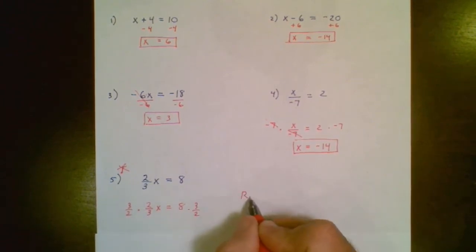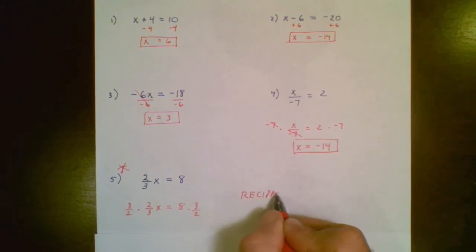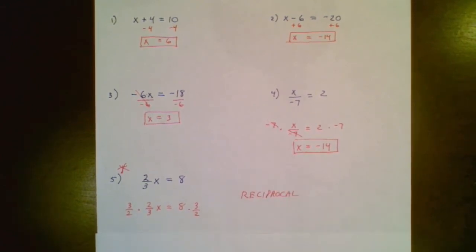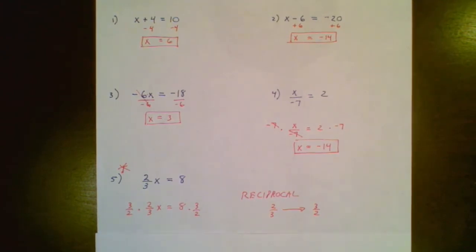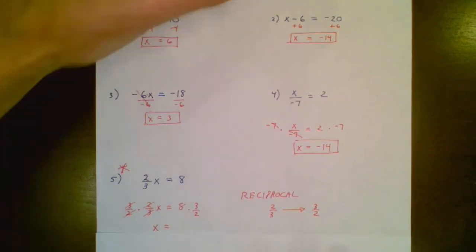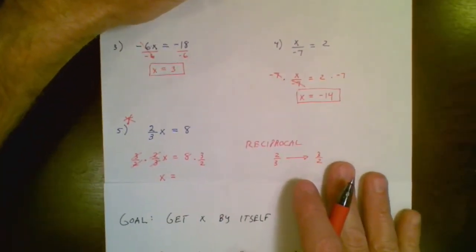Okay? So the reciprocal means you flip the fraction. So the 2/3 has a reciprocal of 3/2. That's how you're going to get rid of fractions. So the 2/3 x, when I multiply by the reciprocal on both sides, what happens is cancel, cancel, cancel, cancel, and I get x equals. Okay, I'm going to move this paper so you can see the ending.